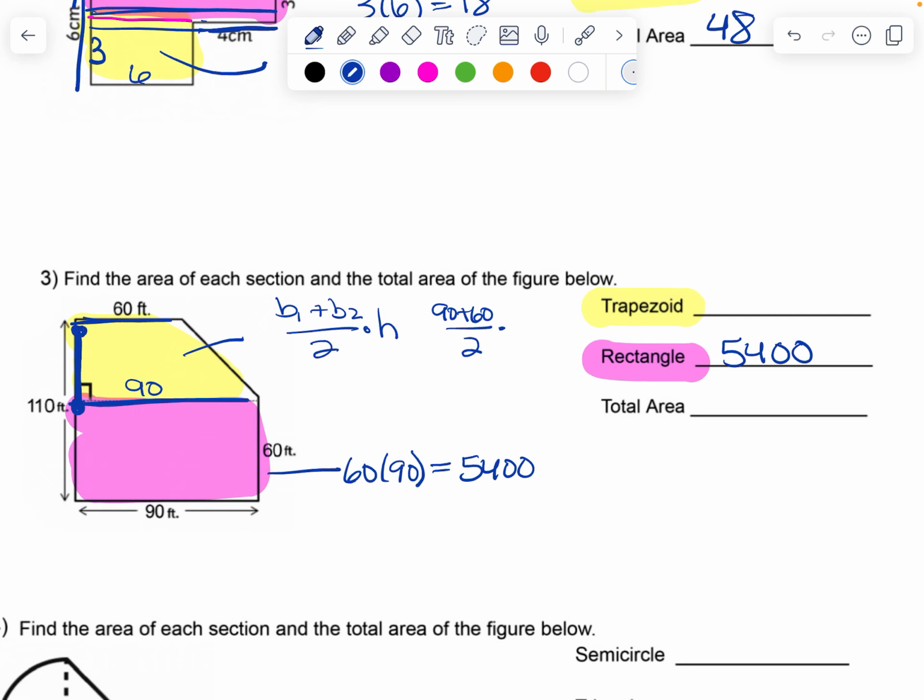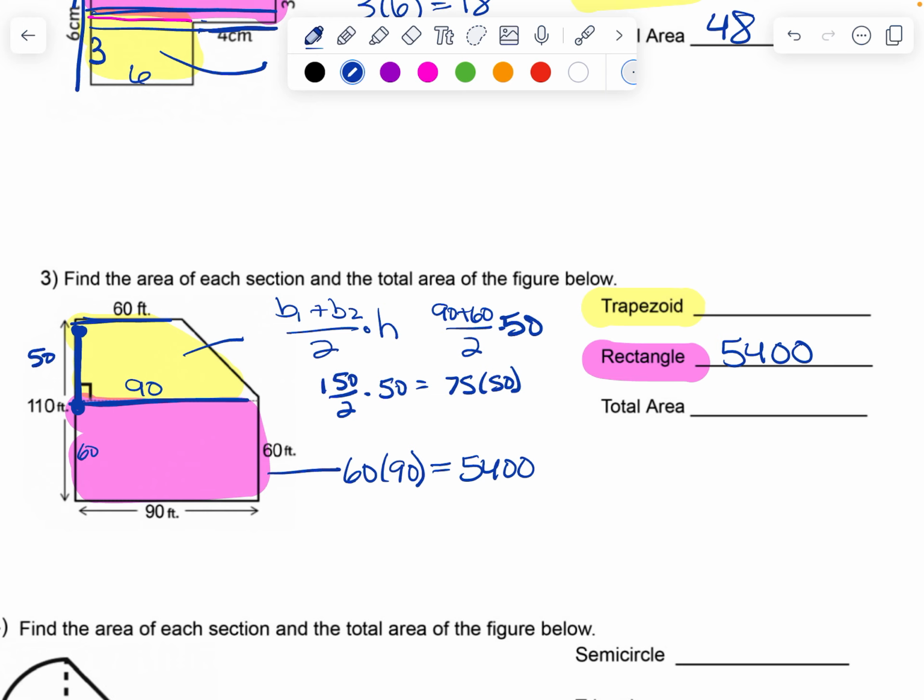So 90 plus 60 is 150, and 150 divided by 2 is 75, and 75 times 50 is 3,750. And we'll just add those together to get 9,150.